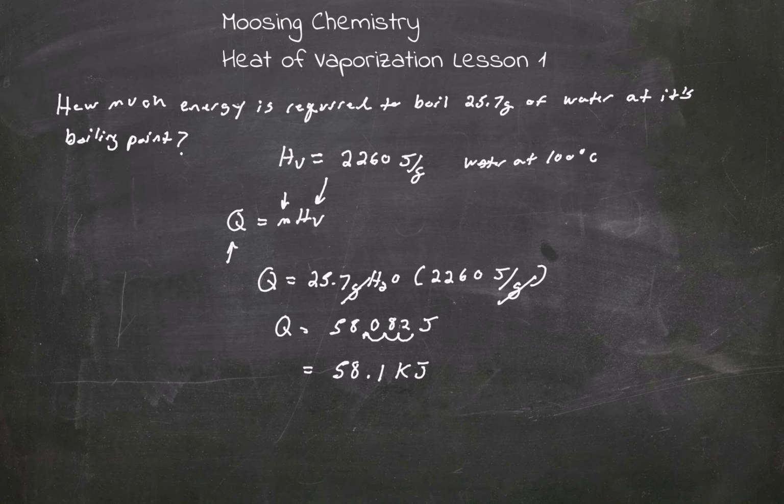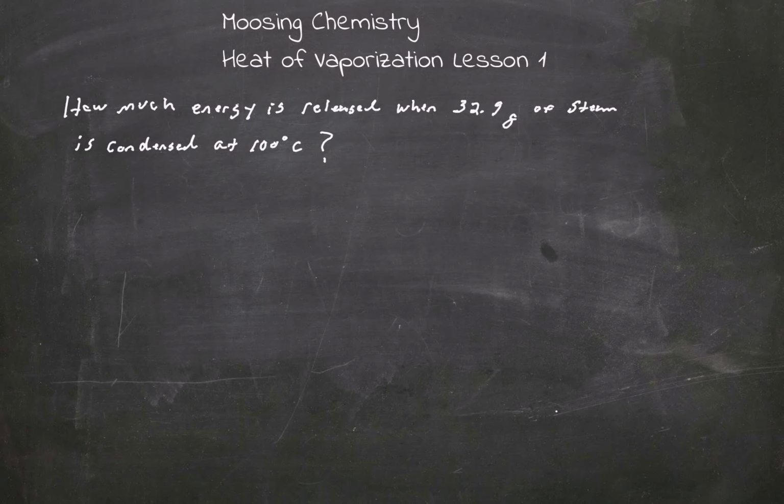All right, so let's look at another problem. So I was going to erase this one. Okay, in the second problem, we're going to look at, instead of boiling it, we're going to be condensing it. And that condensation or condensing of steam back into water also can occur at 100 degrees Celsius. And so we're going to use, let's see here, how much energy is released when 32.9 grams of steam is condensed at 100 degrees Celsius.